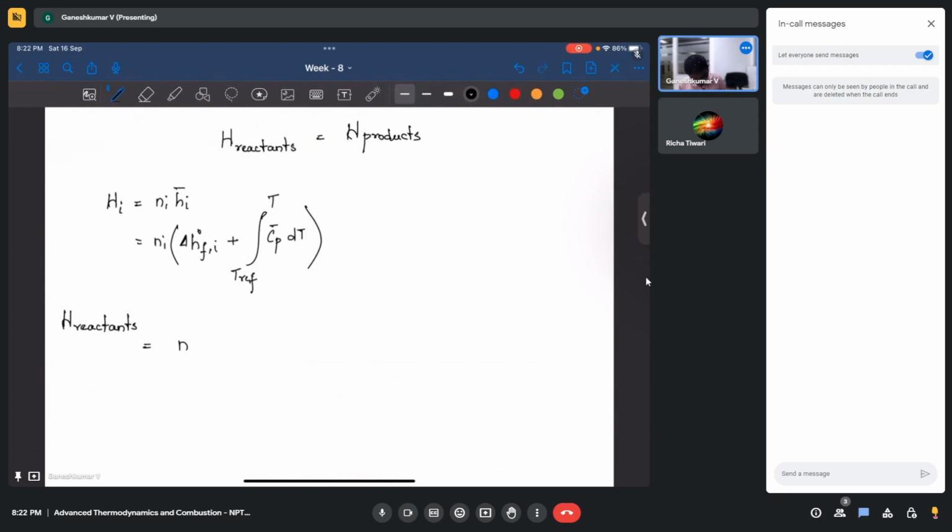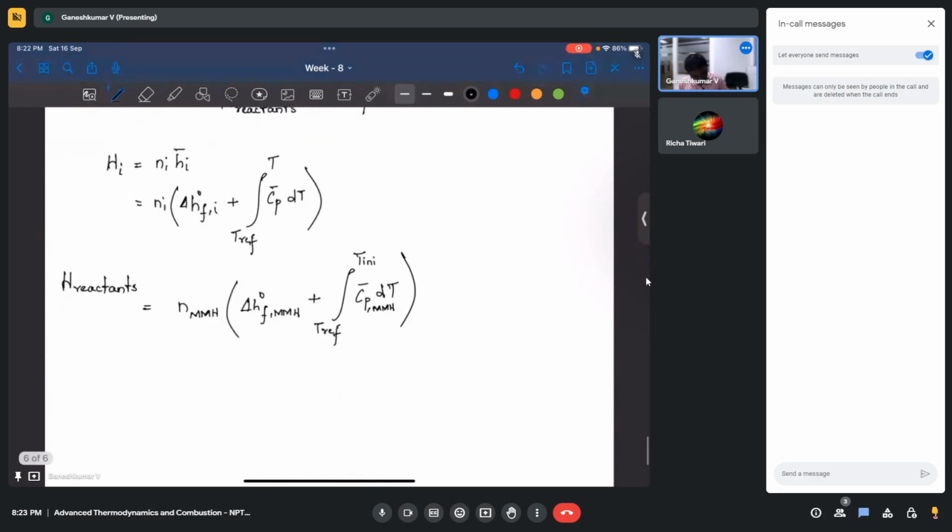It's going to be N of MMH times delta H naught F of MMH, the formation enthalpy of MMH, plus the integral from T ref to T initial, because we start the combustion at some initial temperature, of Cp of MMH dT, plus N of N2O4, this is the oxidizer, times delta H naught F of N2O4 plus the integral of Cp dT from T ref to T initial.